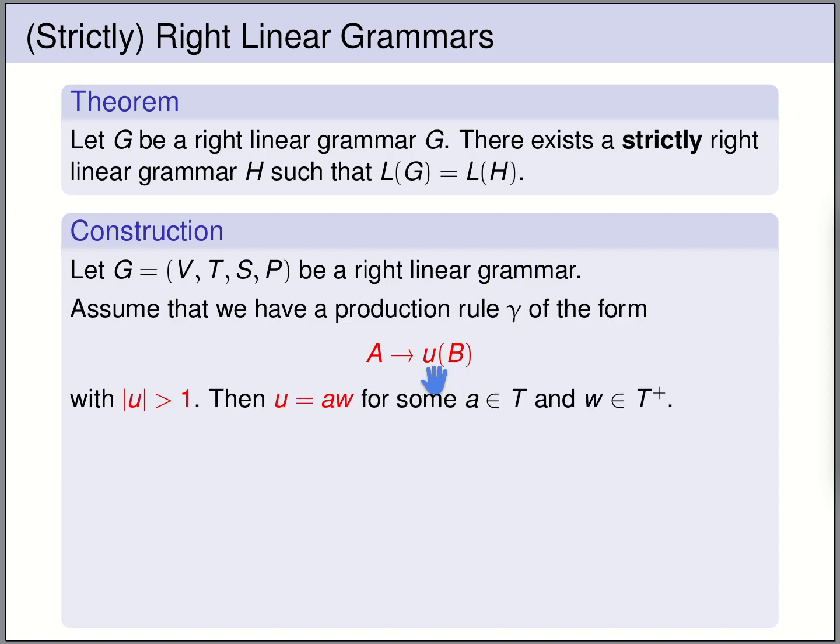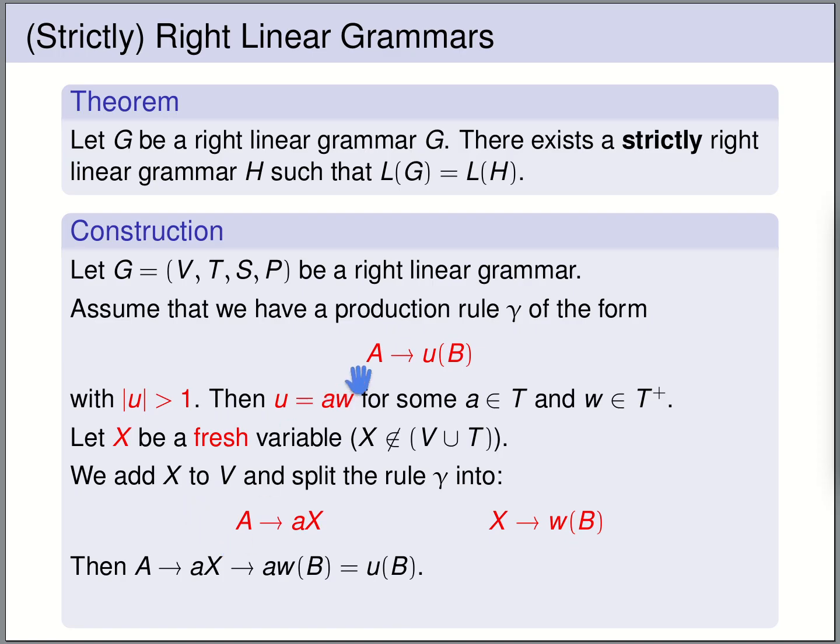So if our word u has length greater than 1, it means that it's of such a form. So u must be of the form aw, where a is a single terminal letter, and w is some word that is still non-empty, so still consists of at least one letter. Now we introduce a fresh variable X, so X is not among the variables that already are in the grammar, it must be fresh, and we split the original rule as follows.